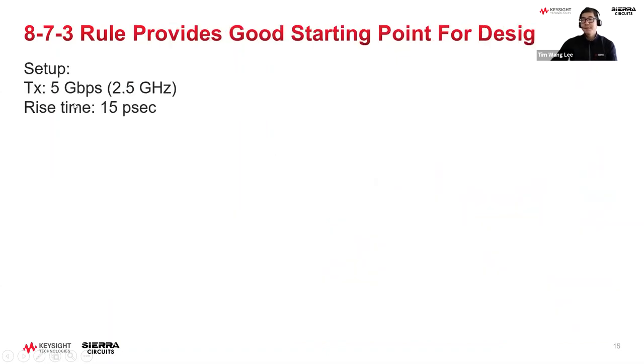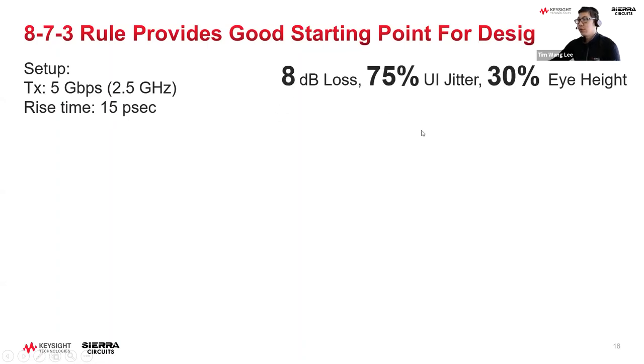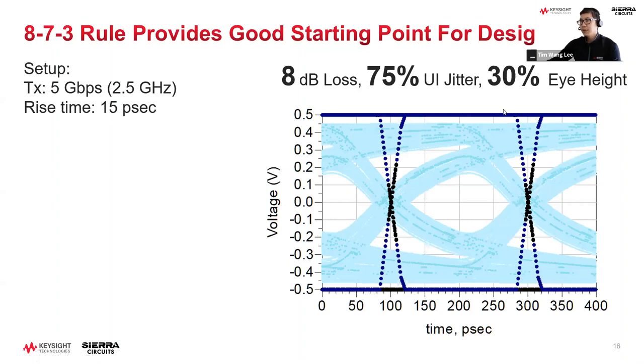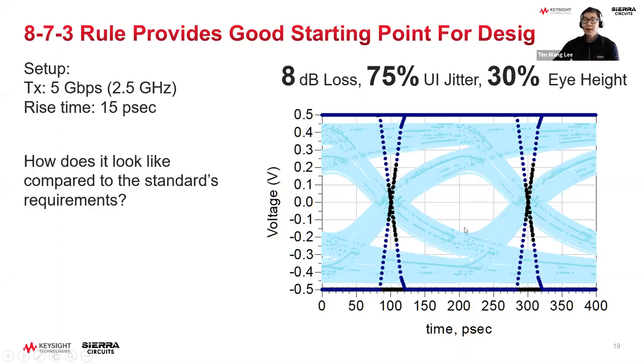Here is the setup: 5 gigabit per second, 2.5 gigahertz, rise time 15 picoseconds. Applying the A73 rule, I'm going to see this result right here. On the horizontal axis, that's our horizontal jitter, about 75%, and on the top, 30% eye height. Now I know what you're thinking. How does this compare to the standard's requirement? Here is the eye mask from the standard. Using the A73, you will have plenty of clearance compared to the eye mask from the standard.